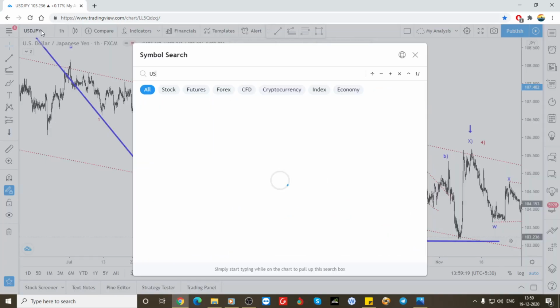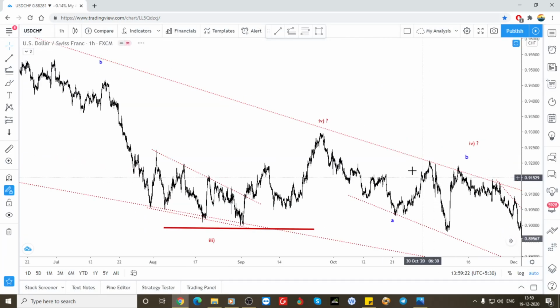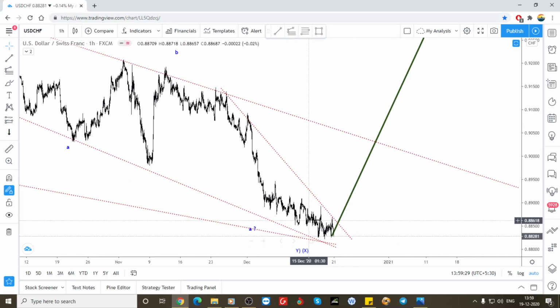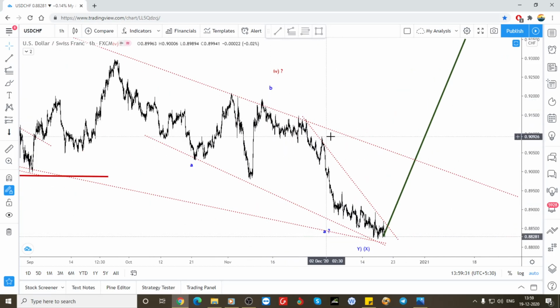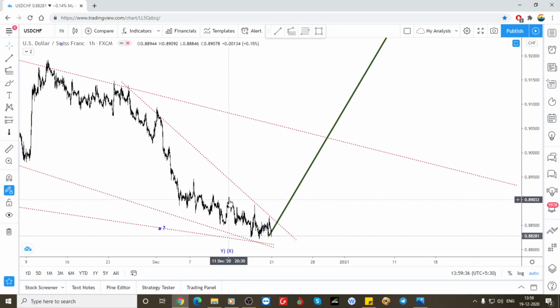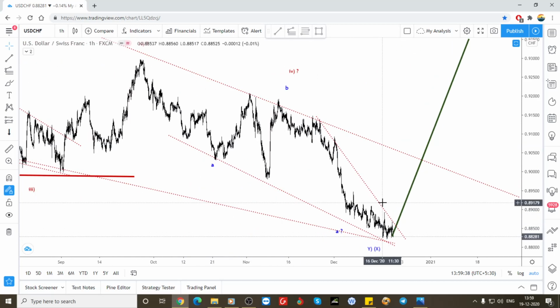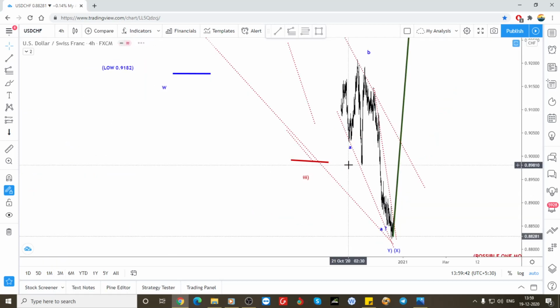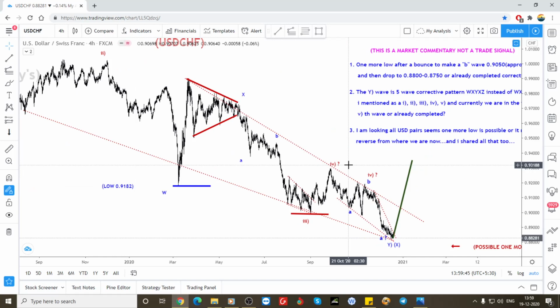So we will move on to USD CHF. USD CHF also is in the final stage. It is not able to count here because everything is moving very overlapping and messy. From anywhere it is going to make a new high of 1.03450. It has to break. As of now, A, B, C and the fifth wave are also completed here.